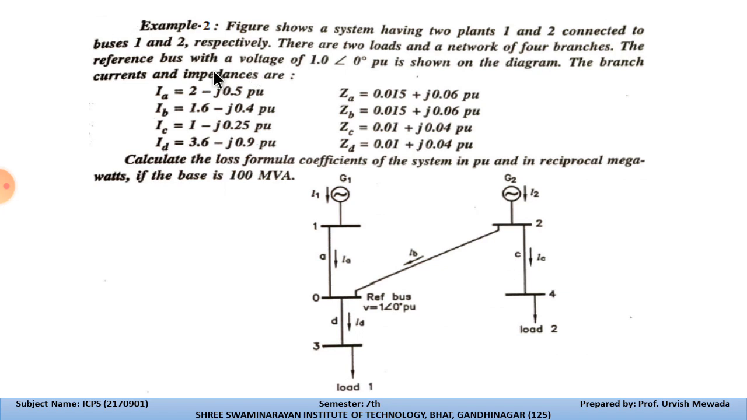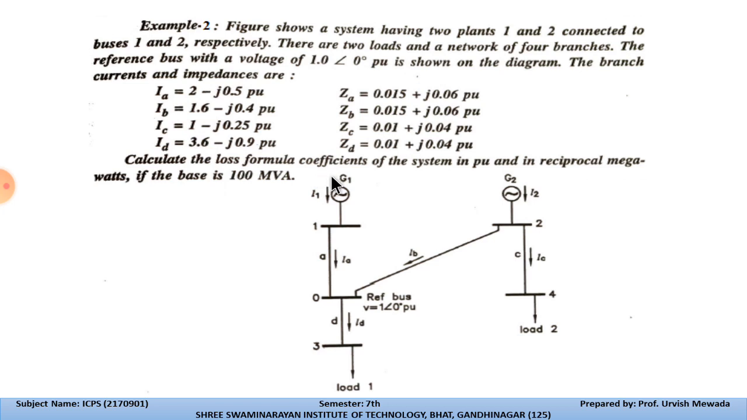The reference bus has a voltage of 1.0 per unit at angle 0, as shown on the diagram. The branch currents and impedances are given for particular branches. We have four branches, IA, IB, IC and ID: this is IA, this is IC, this is IB, and this is ID. All the branches have their current and impedance values shown here.